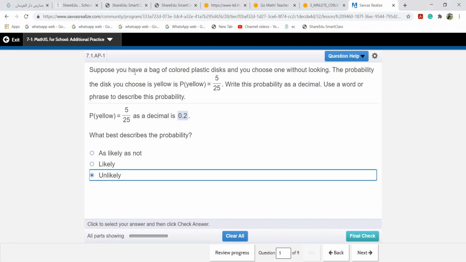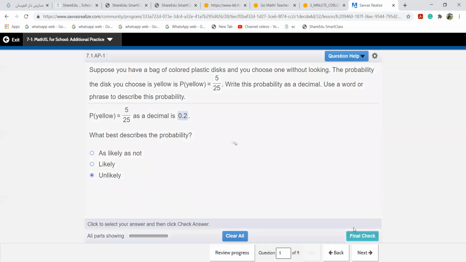Okay, let me read again. Suppose you have a bag of colored plastic discs and you choose one without looking. The probability that you choose yellow is 5 over 25. Of course, it is unlikely because 5 is a very small number out of 25. If you get a big number, then you're going to put likely. So unlikely is correct. Let us check here.